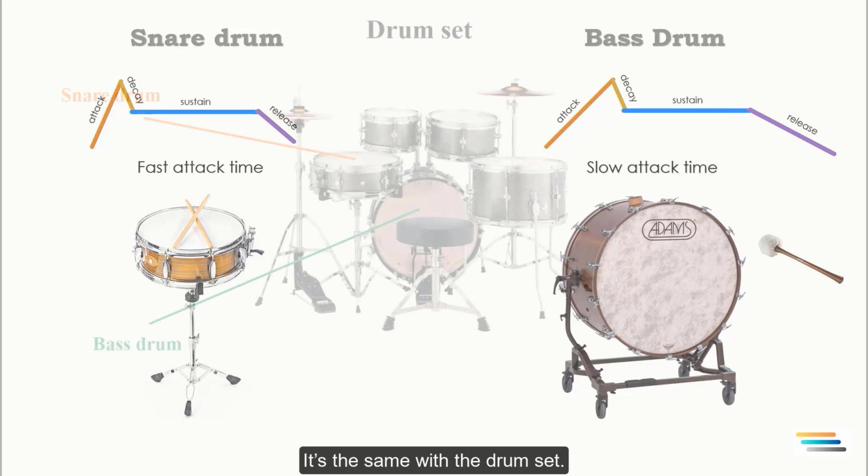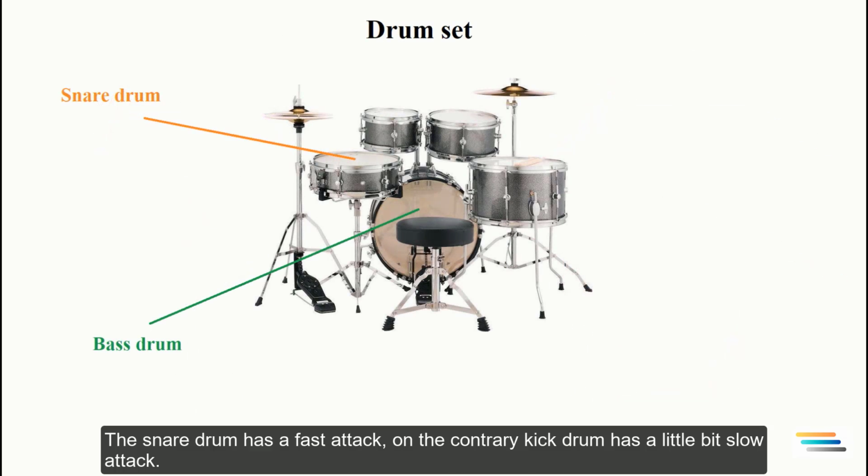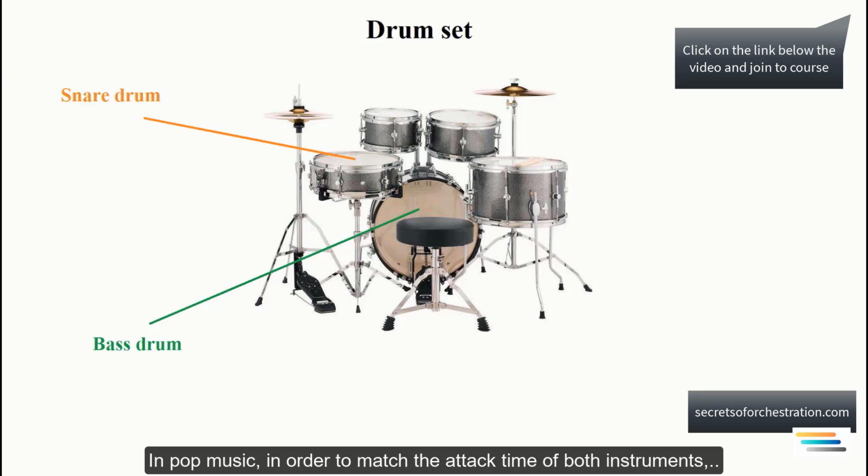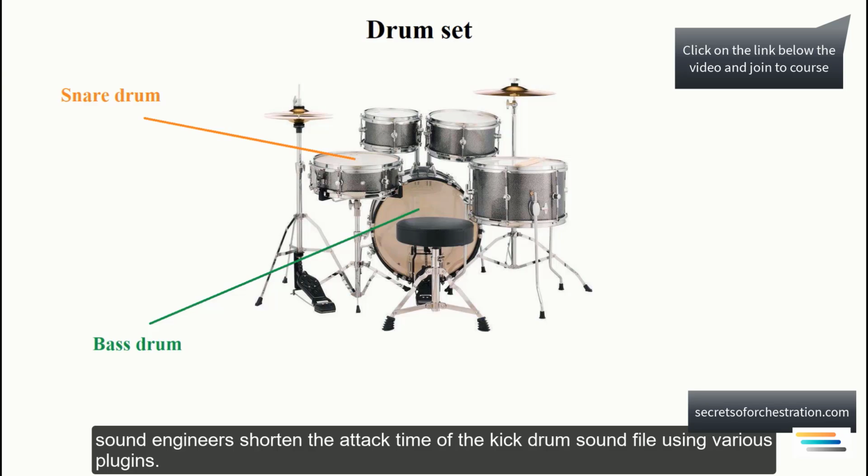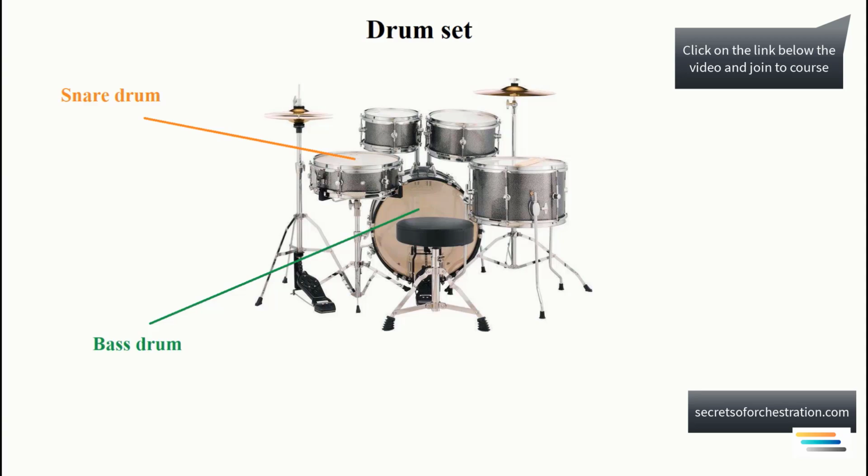It is the same with the drum set. The snare drum has a fast attack. On the contrary, kick drum has a little bit slow attack. In pop music, in order to match the attack time of both instruments, sound engineers shorten the attack time of the kick drum sound file using various plugins. This makes the beats more energetic.